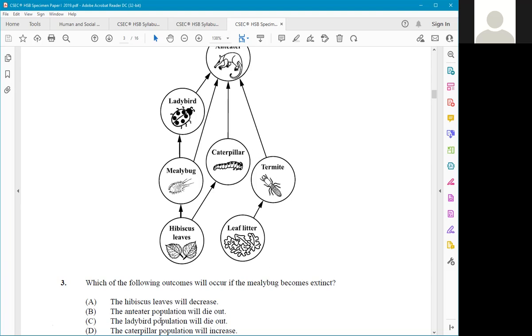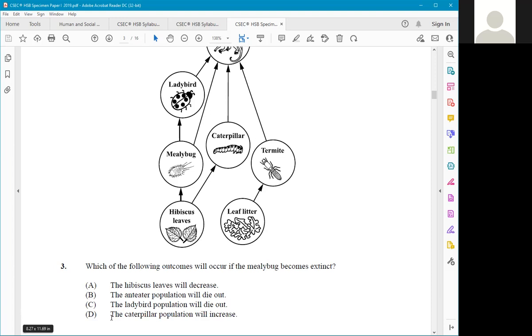The ladybird, I give the clue to the answer. The ladybird population will die out. That is the correct answer because according to this food web in the forest, the only food available to the ladybird is the mealybug. And if the mealybug becomes extinct, the ladybird would die of starvation. It would also become extinct. So C is the correct answer.